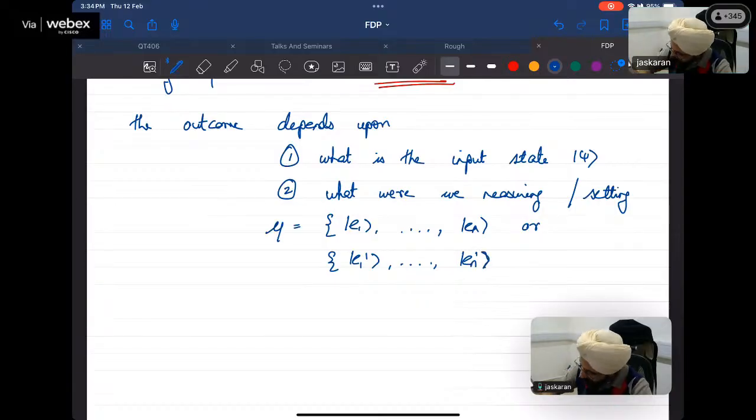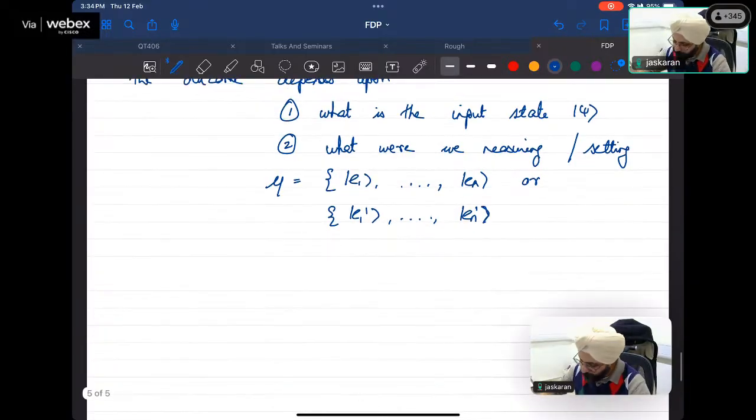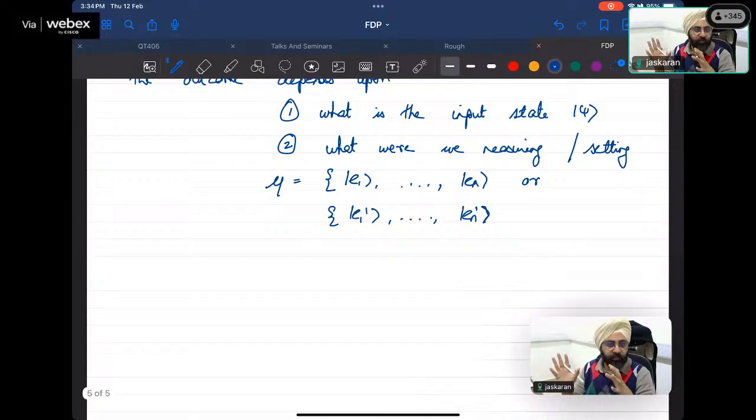So let me label this basis as mean. Okay. So we know it just depends upon these two things. The output state that we get is dependent again on these two things. It generally does not describe the probability. So the probability will not depend upon what is the output quantum state that we are getting. In fact, the probability will only depend upon what we are inputting to the device.